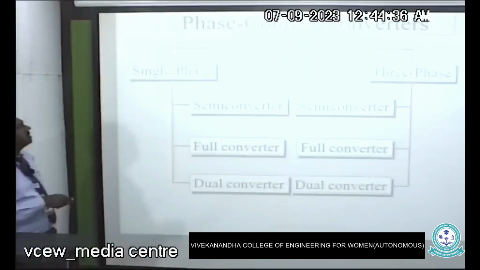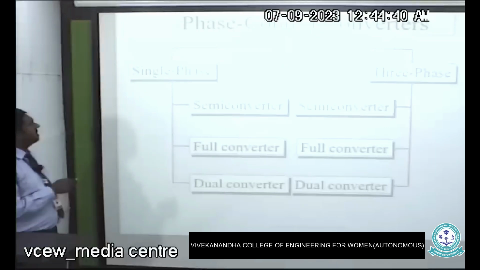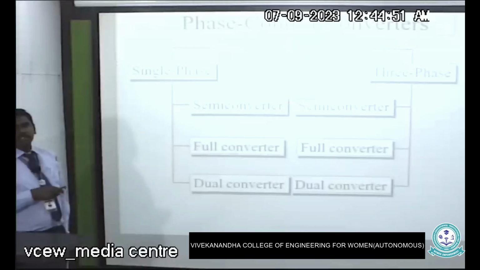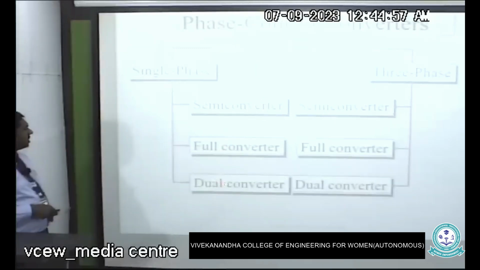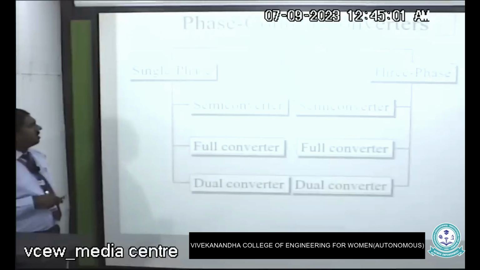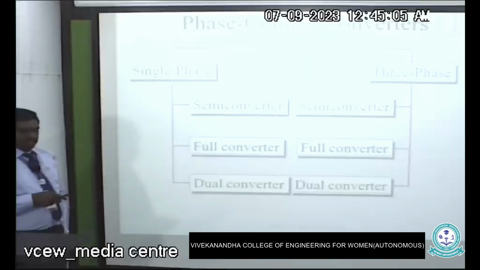Next, what are the operations of the power converters? These are phase controlled converters, classified into single phase and three phase. It is possible to convert the AC supply to a DC supply in both single phase and three phase. The conversion methods are the semi converter, full converter and dual converter. Both single phase and three phase can use these three conversion methods.